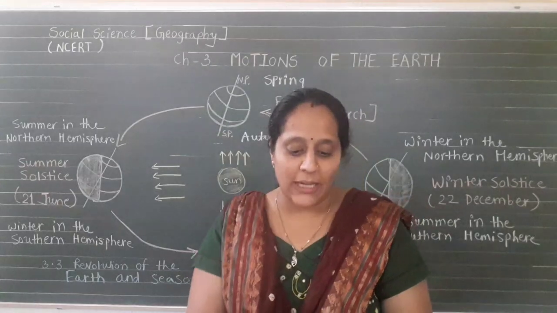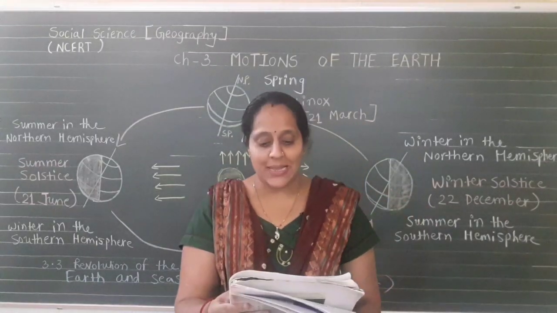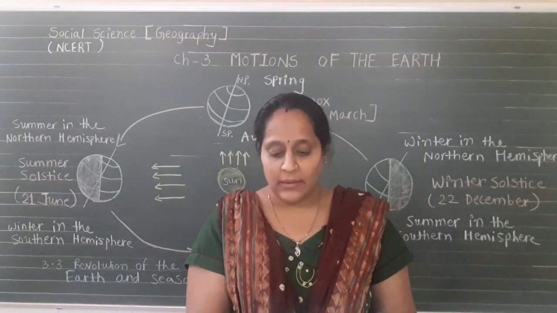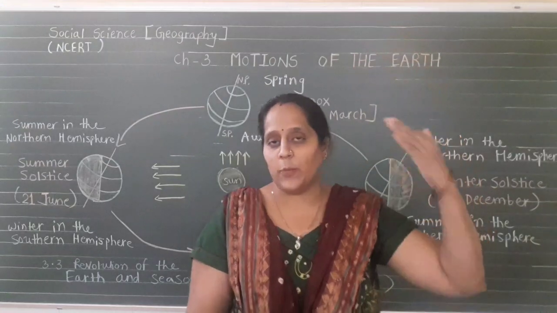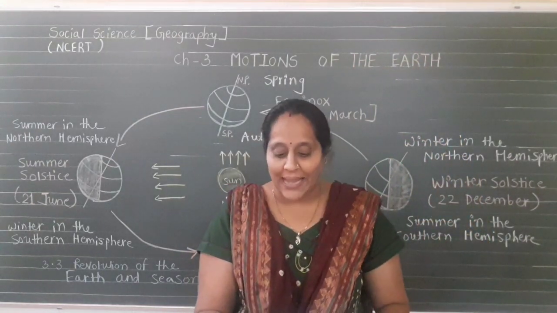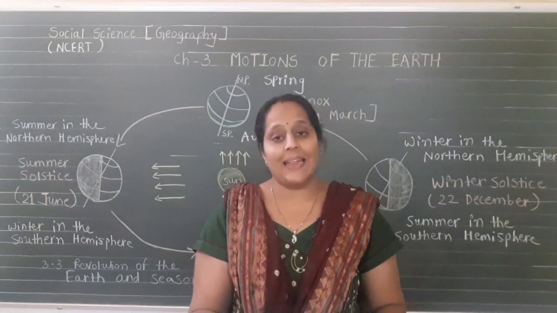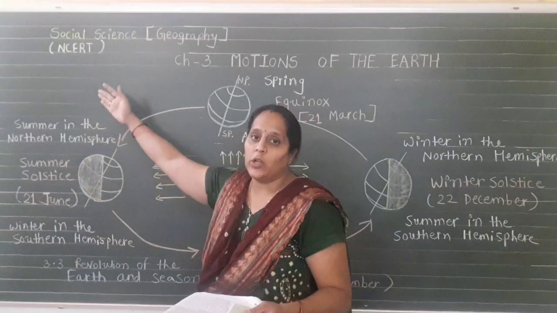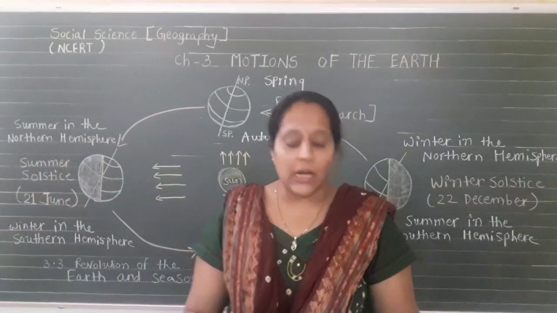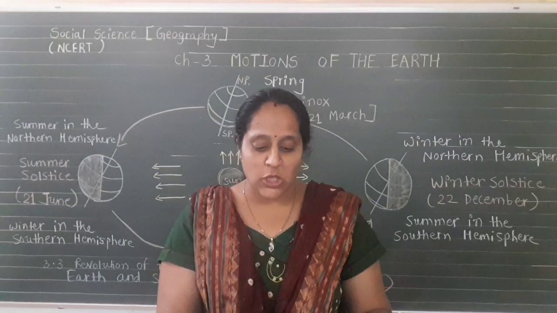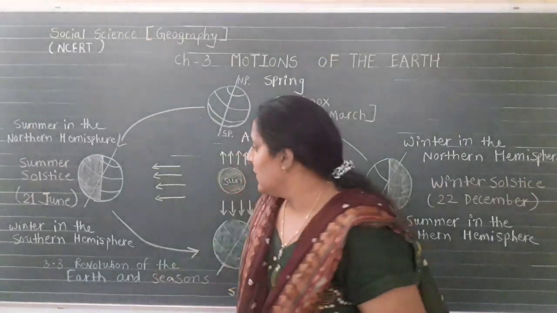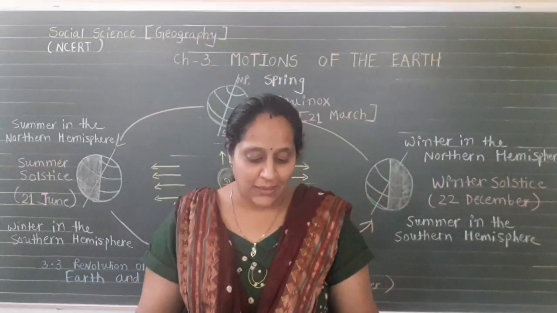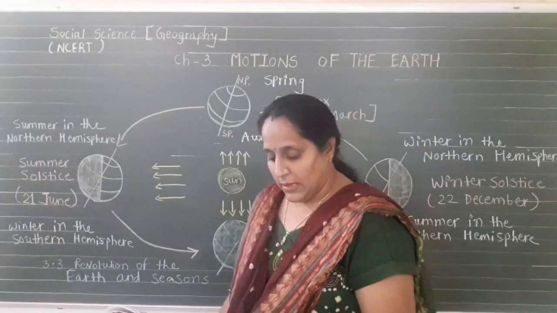At this time in the southern hemisphere all these conditions are reversed. So that's why it is the winter season there and in the northern portion they experience summer season. The nights are longer than the day. In the southern hemisphere the nights are very long in comparison to the northern hemisphere, and the days are shorter. This position of the earth is called the summer solstice. What do we call it? Summer solstice.